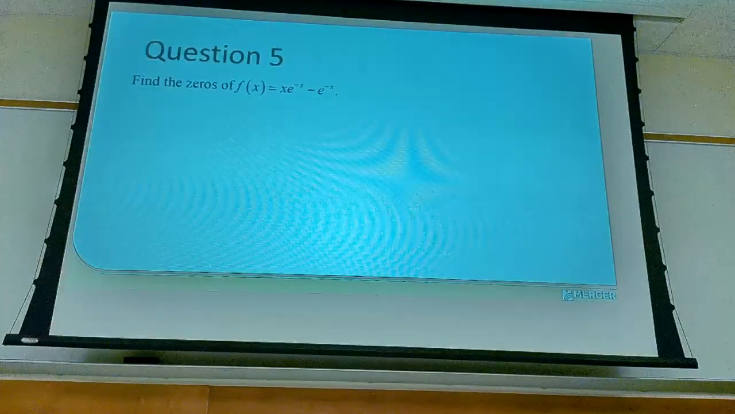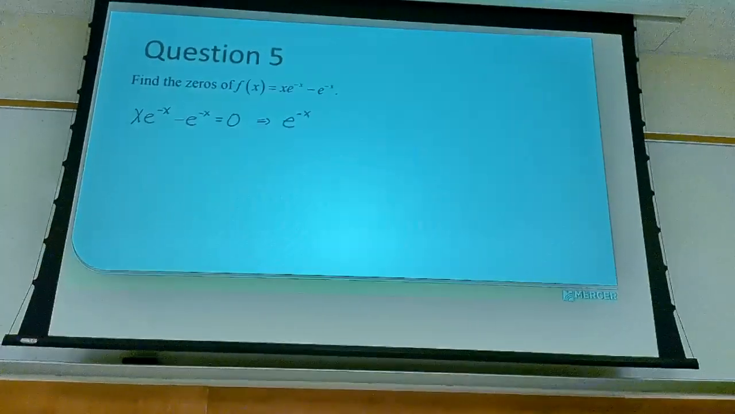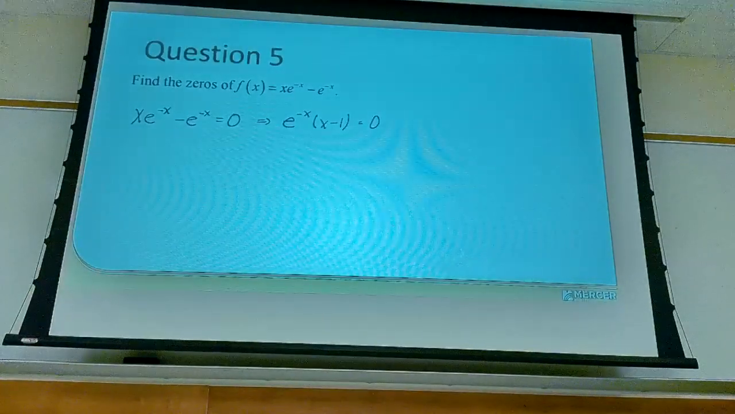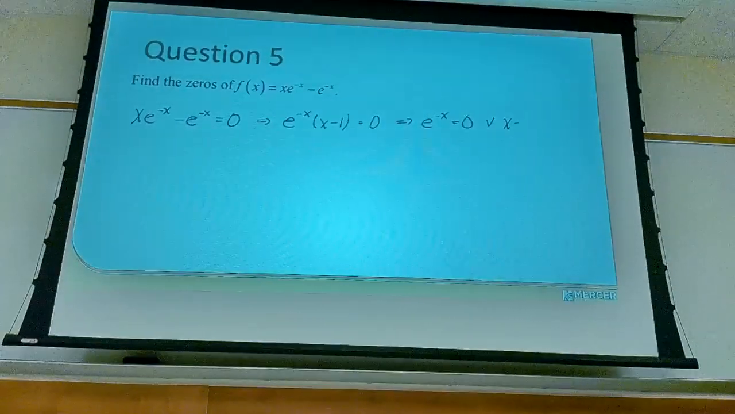Yep. Which means set equal to 0 on top. E to the negative x is common, right? Factor it out. What are we left with? X minus 1. The zero property: at least one of the terms has to be 0.